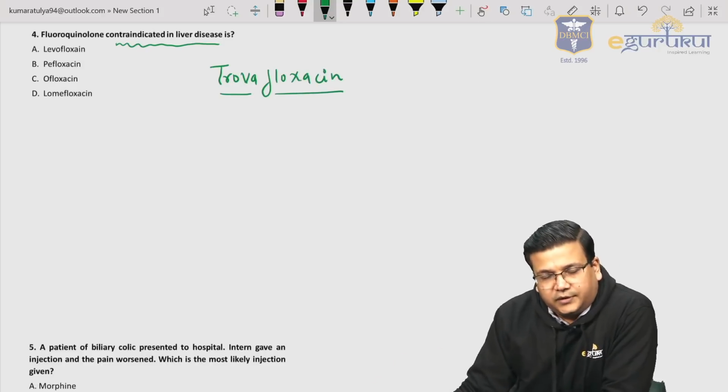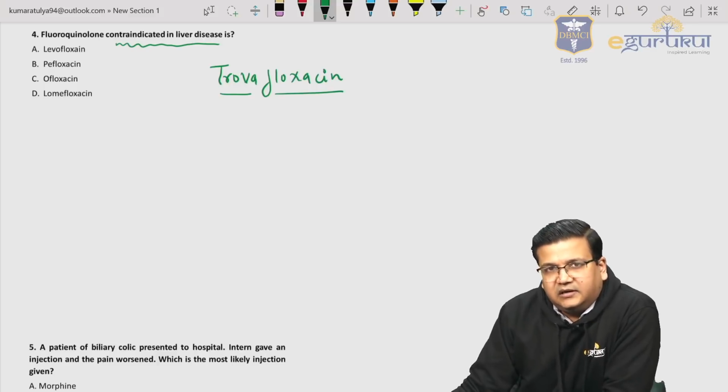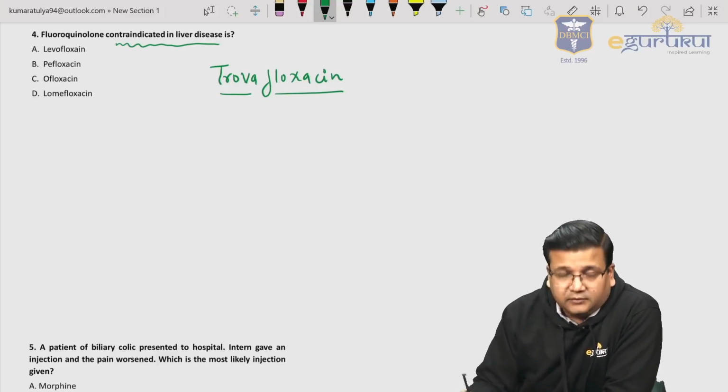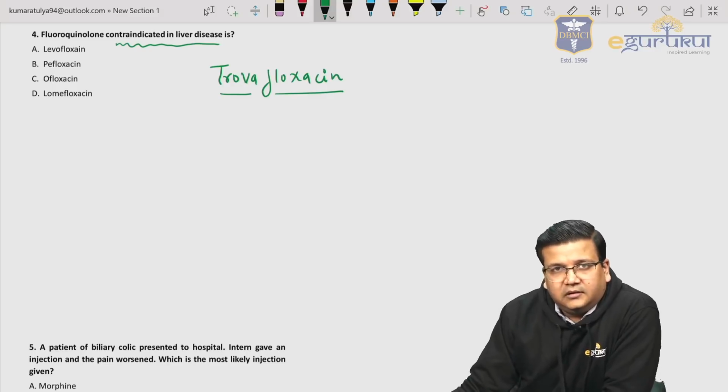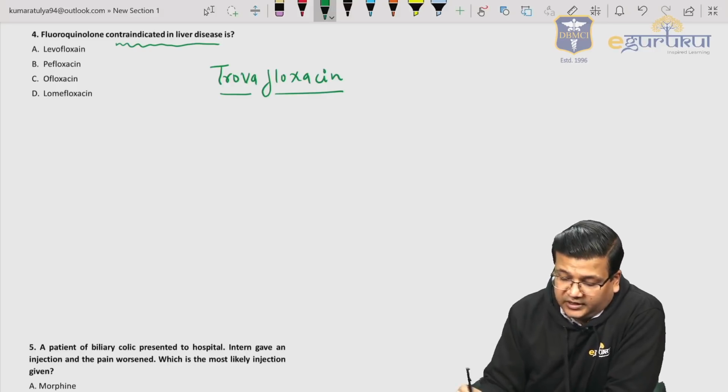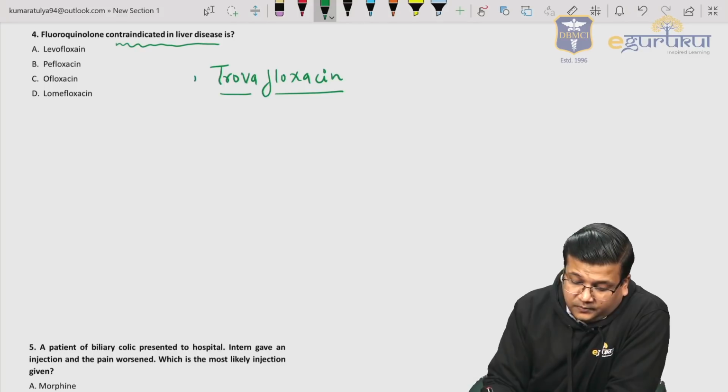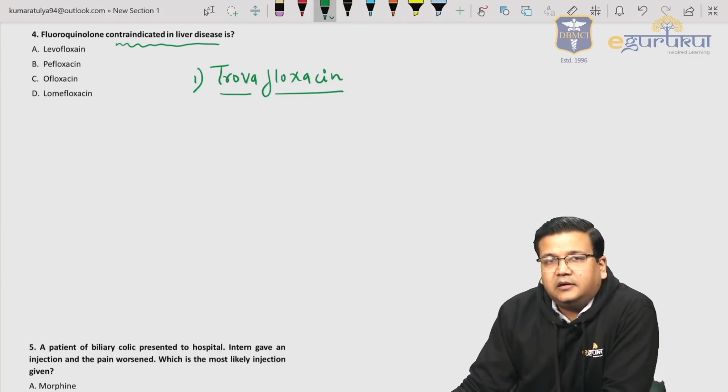Trovafloxacin was withdrawn from the market because of significant hepatotoxicity. So if that was given in the option, then this would have been the answer. But we do not have trovafloxacin. So now, assuming that this is a correct recall question, we are trying to find out the best out of the given.